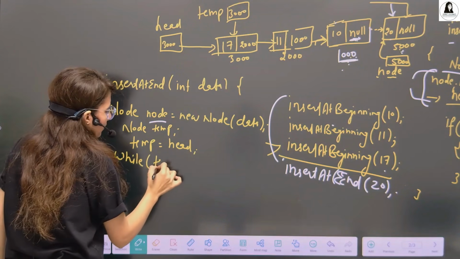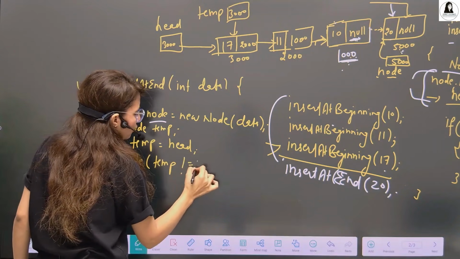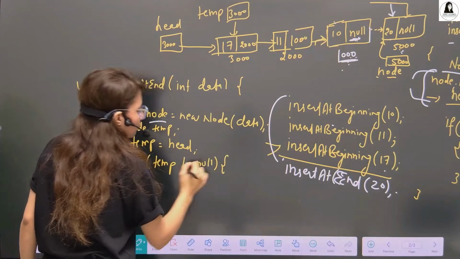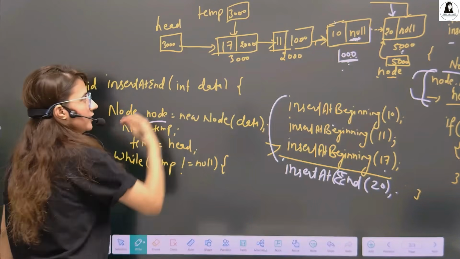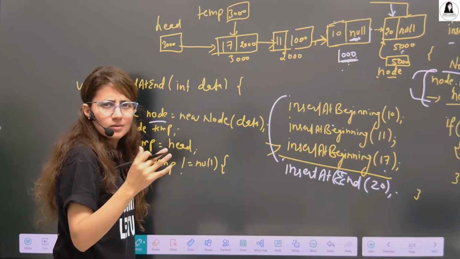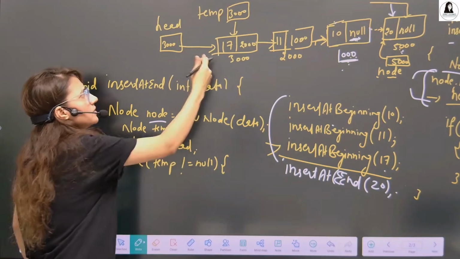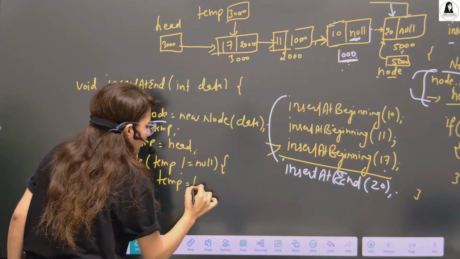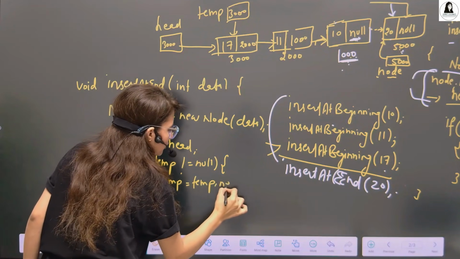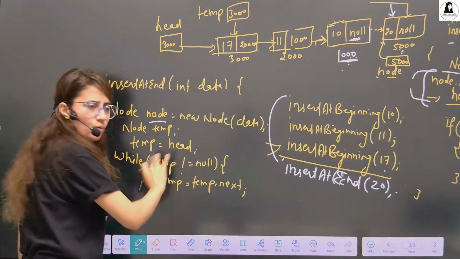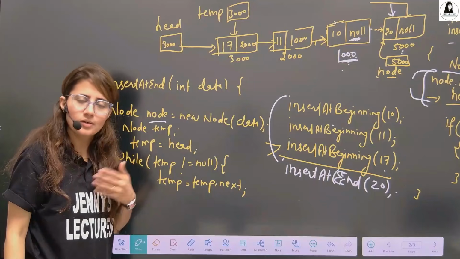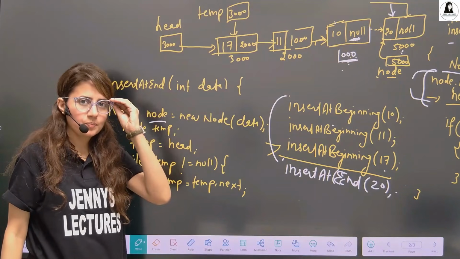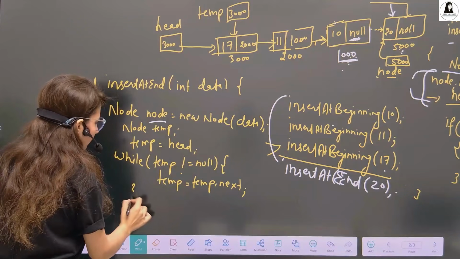While temp is not equal to null, till then we traverse. We'll not print here, we simply traverse. So we'll just update the pointer: temp is equal to temp dot next. No System.out.println because I don't want to print. I just want to reach there. Till then, this will happen.